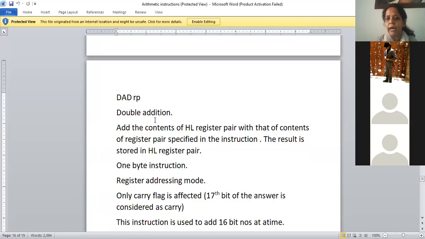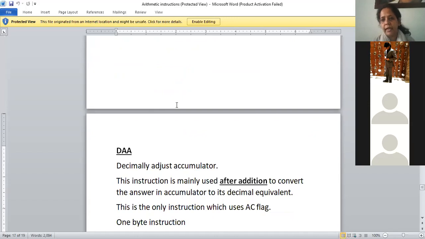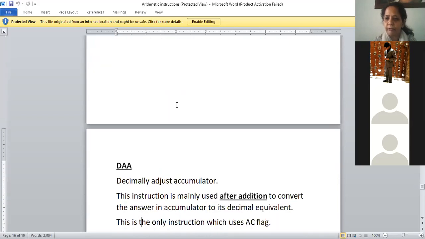Then we had seen the DAD RP instruction. DAD RP instruction is the addition of the register pair contents with HL. In ADD, how was it? The register plus the accumulator contents, and the answer was stored in the accumulator. Here HL plus the register pair contents, and the answer will be stored in the HL register pair. Only the carry will be affected. That also only when the 17th bit is generated, at that time the carry flag will be affected.